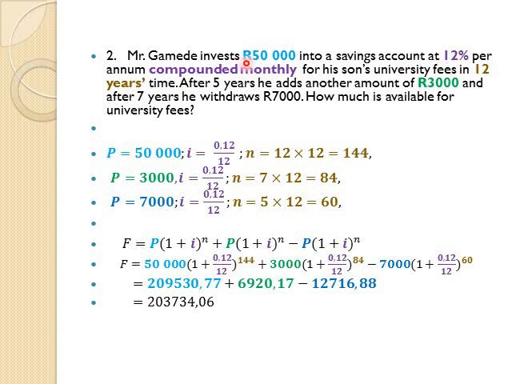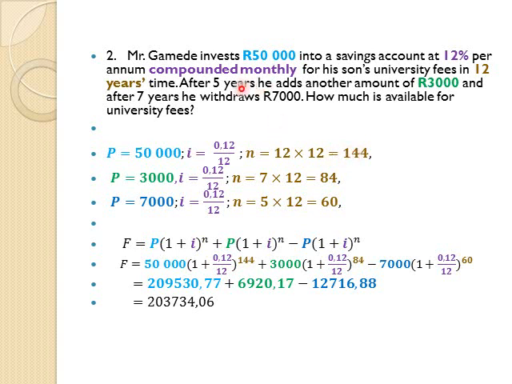So his first deposit of 50,000 must be for the whole time period of 12 years. So 50,000, interest 12%, 12 divided by 100 gives me 0.12. Compounded monthly, therefore divided by 12. 12 years, 12 times the 12 months in a year gives me 144 interest periods that he will receive.